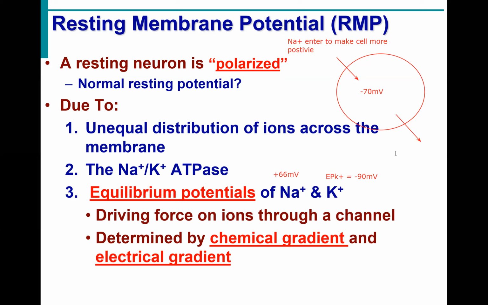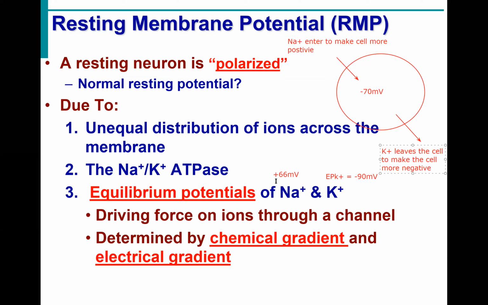If we open a potassium channel, potassium leaves the cell to make the cell more negative because it wants to be at negative 90 millivolts. And again, sodium enters, potassium leaves. We already knew that was the way they wanted to go, but now we know why. It's because they want to be at equilibrium, and these are the equilibrium potentials we need to know.